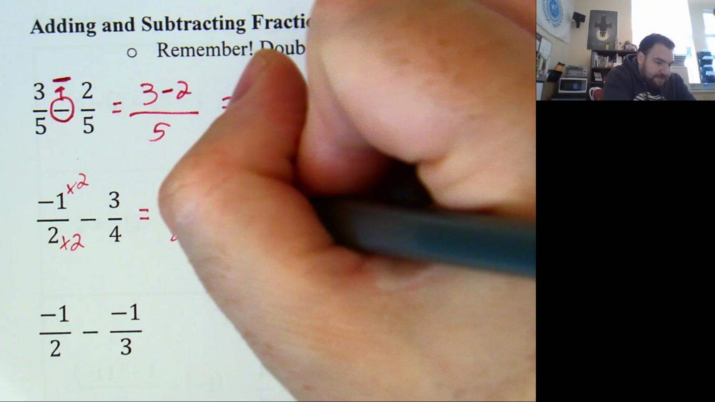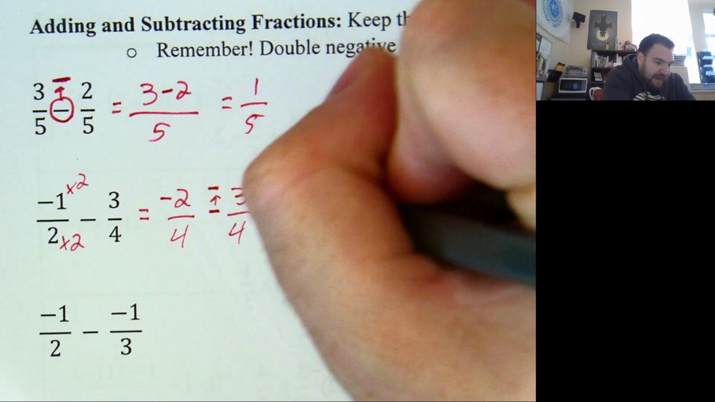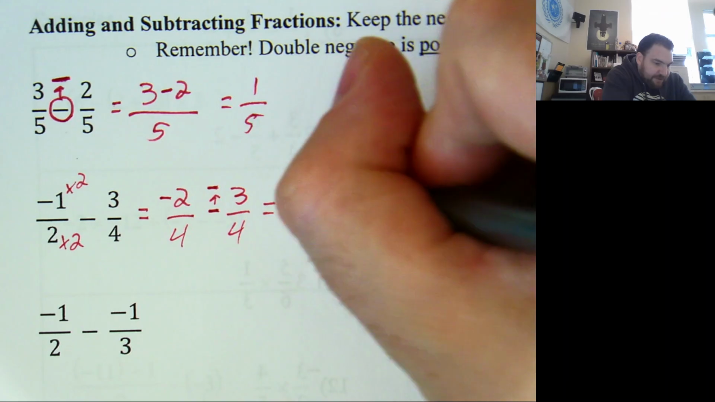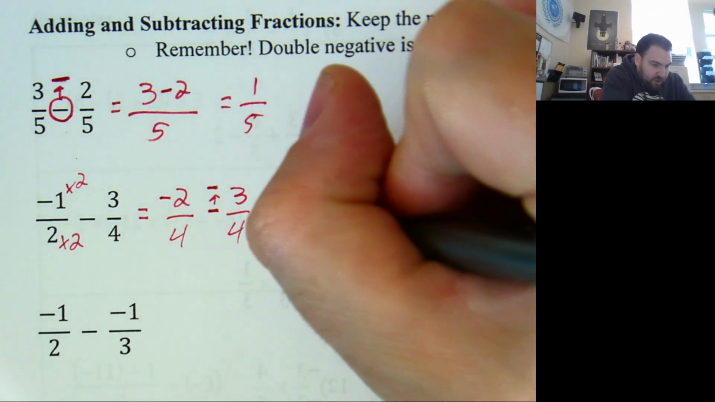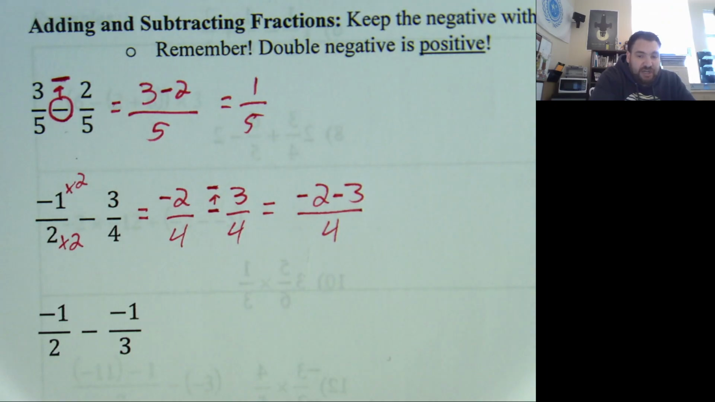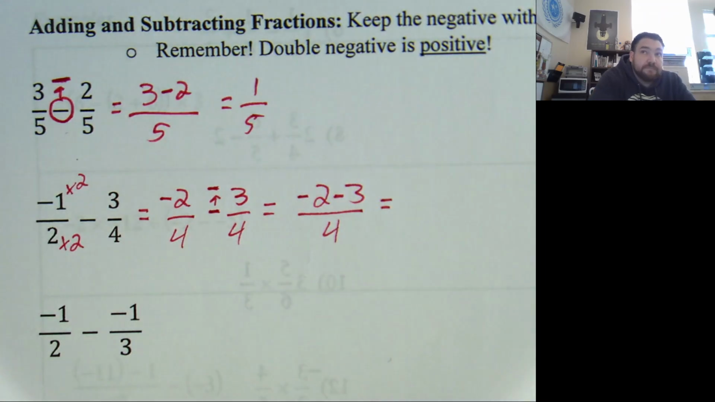And now I'm just going to bring this minus sign up into the numerator, and I'm going to subtract across the top. Negative 2 minus 3, all over the denominator, which isn't going to change. What's negative 2 minus 3? Negative 5.